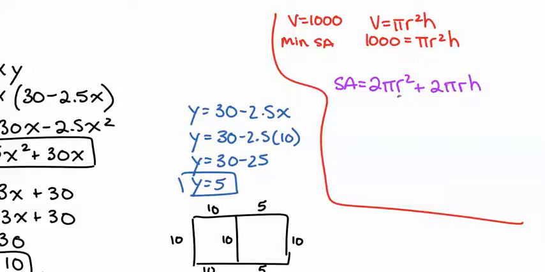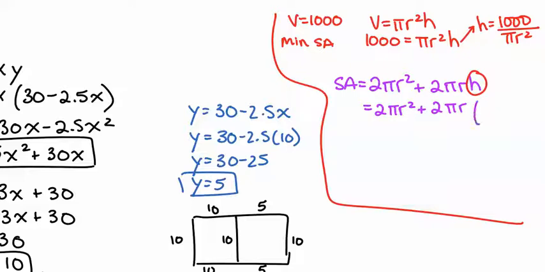So my expression has r's and h's in it, which I just want it to have one or the other. So if I isolate this expression for h, h would be equal to 1,000 divided by pi r squared. So now I can sub that in for h. So I got 2 pi r squared plus 2 pi r, and then h is actually 1,000 divided by pi r squared. Cool, so now I have surface area just in terms of r.